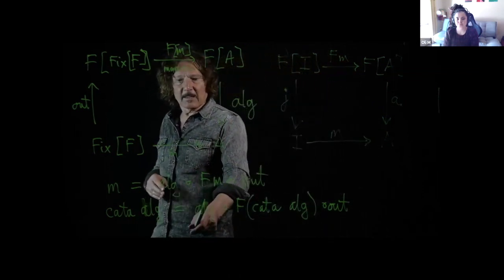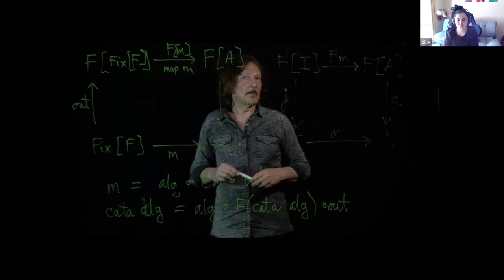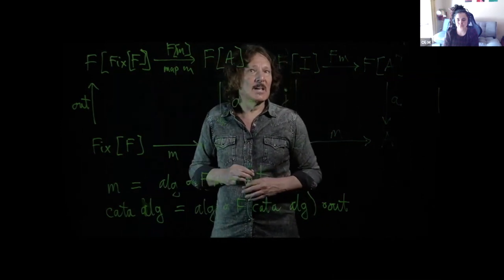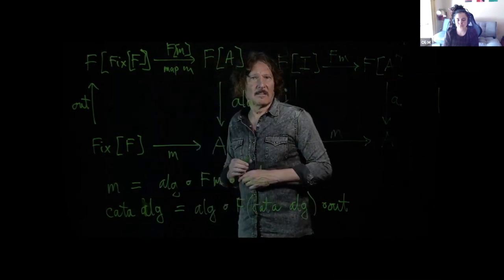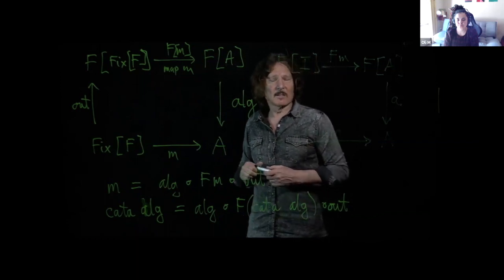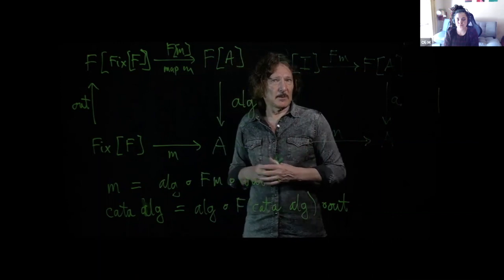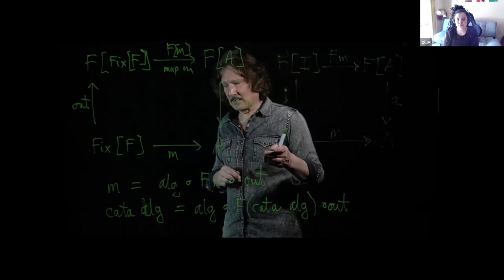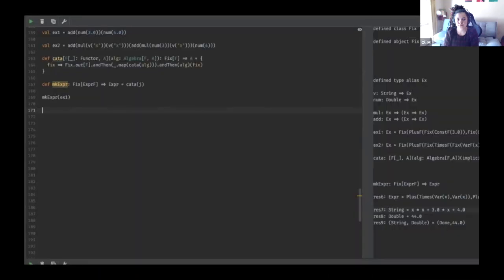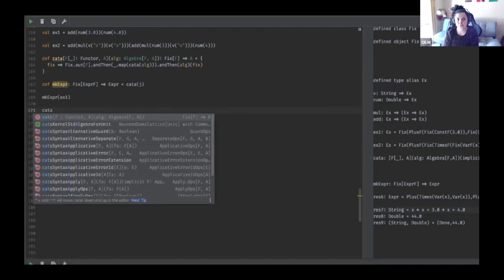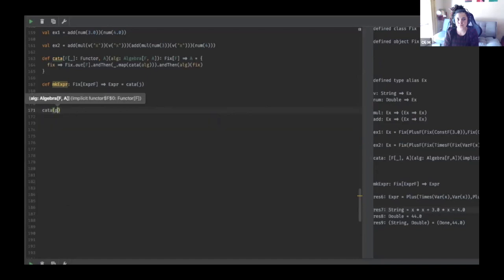So now we can rewrite the evaluators that we have introduced earlier, and the algebras that we define for these evaluators. We can write these evaluators as catamorphisms. How do we evaluate our expressions? We could apply kata to our pretty algebra. And to see the result, let's apply it to the second expression.